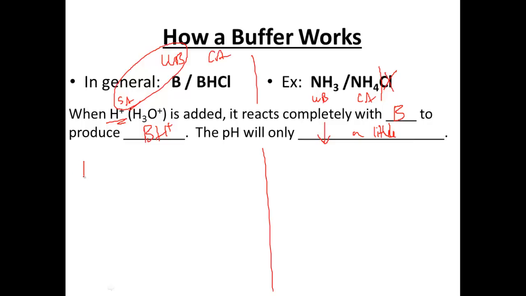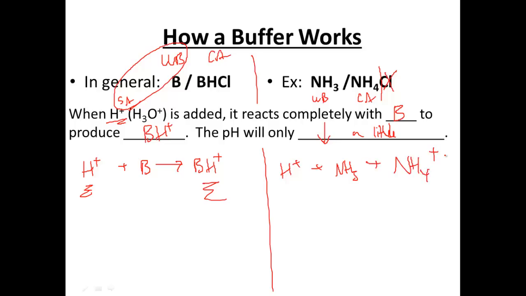So here we go, we say H plus from the strong acid will react with the weak base and turn into its conjugate acid form. So you turn a strong acid into a weak acid, the conjugate acid form. In the real example, H plus will react with NH3 to produce NH4 plus.